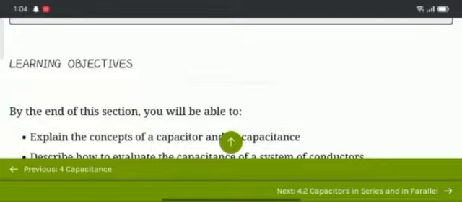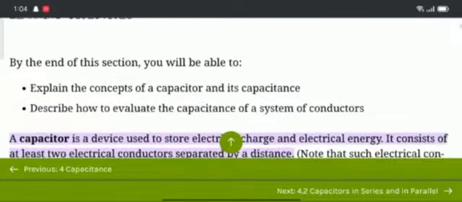Learning Objectives. By the end of this section, you will be able to explain the concepts of a capacitor and its capacitance. Describe how to evaluate the capacitance of a system of conductors.